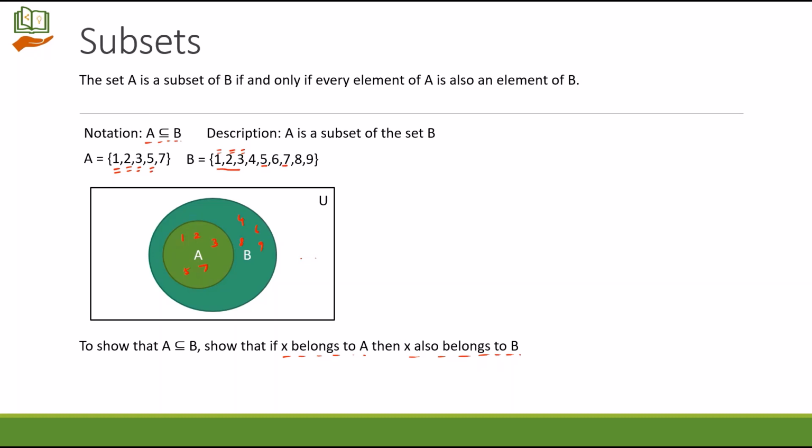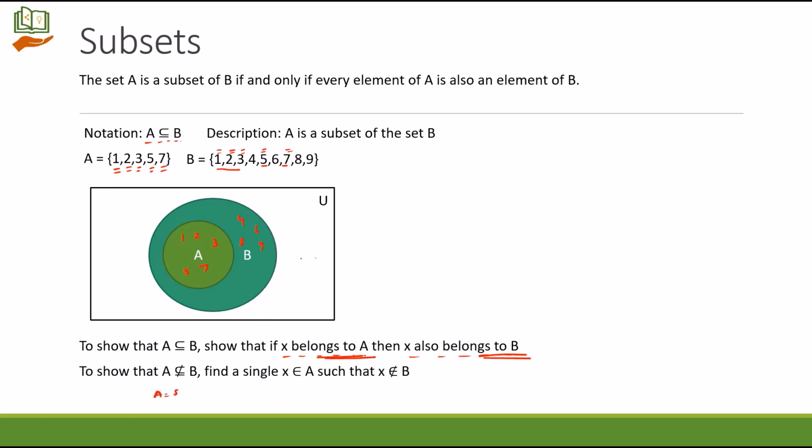A has 5, and B also has 5. A has 7, B also has 7. To show that A is not a subset of B, find a single X that belongs to A such that X does not belong to B. So let's see an example for this.